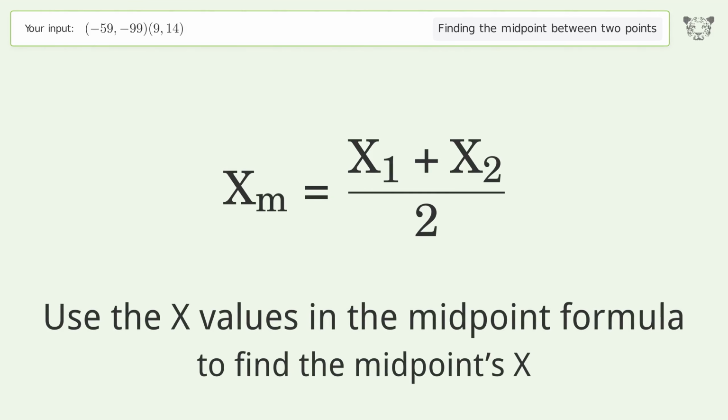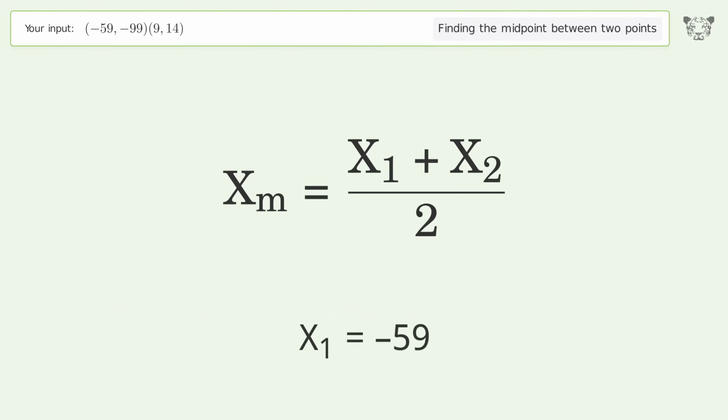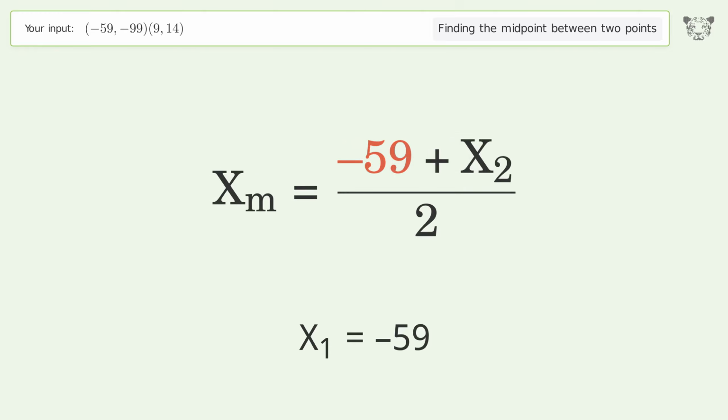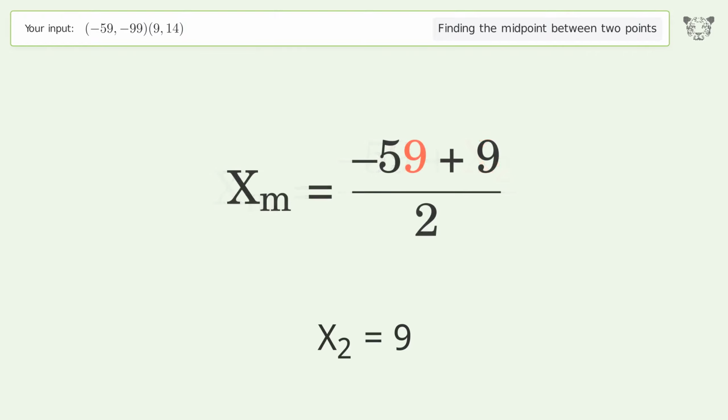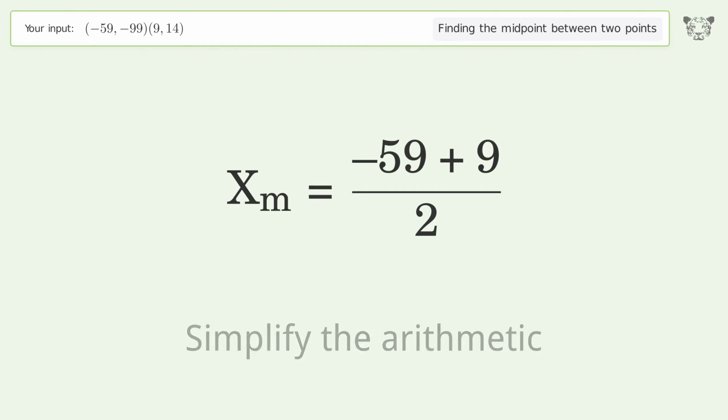Use the x values in the midpoint formula to find the midpoint's x. x1 equals -59. x2 equals 9. Simplify the arithmetic.